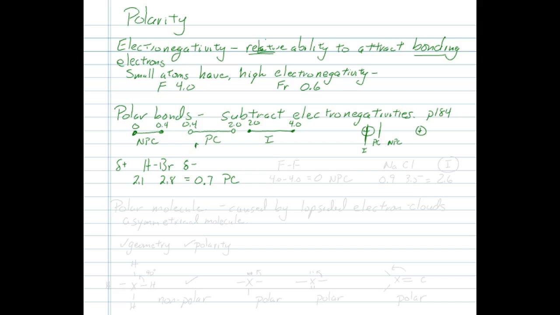So this is how you do that. Suppose you had something like fluorine: 4.0 minus 4.0 is 0, which is non-polar covalent. And say you had sodium chloride, salt, which is definitely ionic. Sodium is 0.9, chlorine is 3.5, subtract those, you get 2.6, which is definitely in the ionic range.